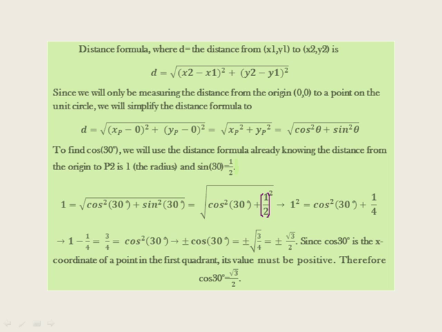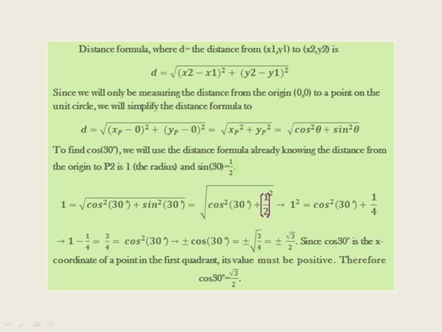To find cosine 30 degrees, we will use the distance formula, already knowing the distance from the origin to point P2 is 1, which is the radius, and also knowing that the sine of 30 degrees is equal to 1/2. Then we get 1 equals the square root of cosine squared of 30 degrees plus 1/2 squared. After taking the square root of both sides, we get positive or negative cosine of 30 degrees equals positive or negative square root of 3 divided by 2.